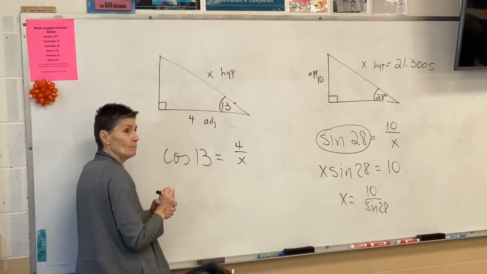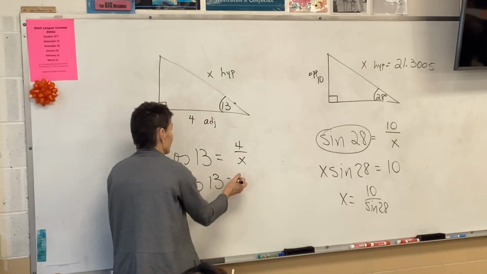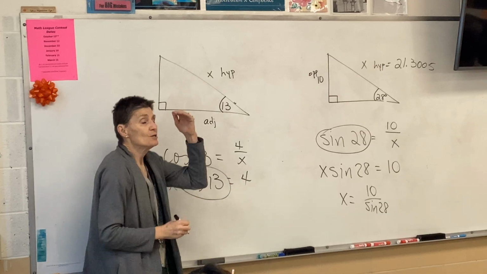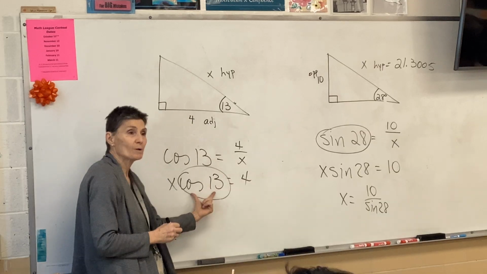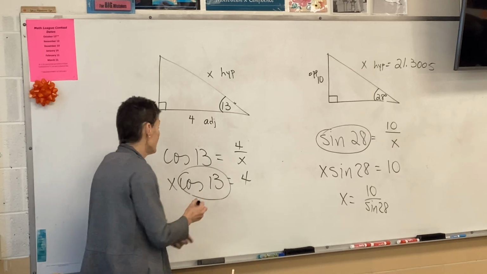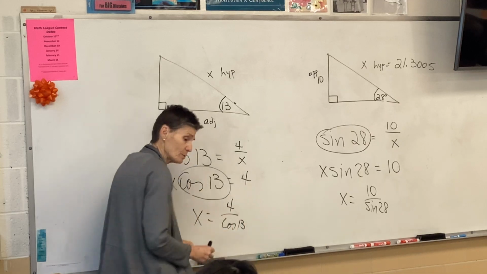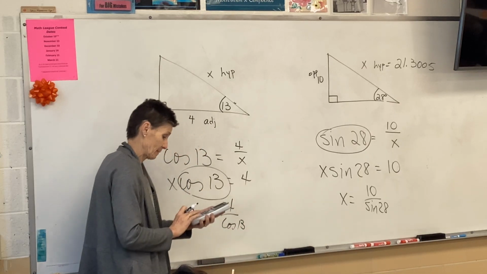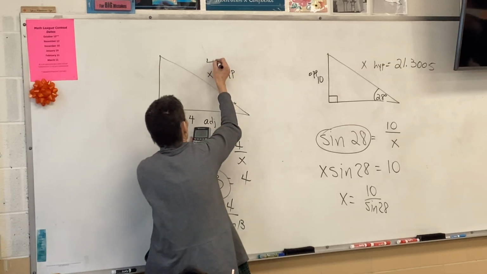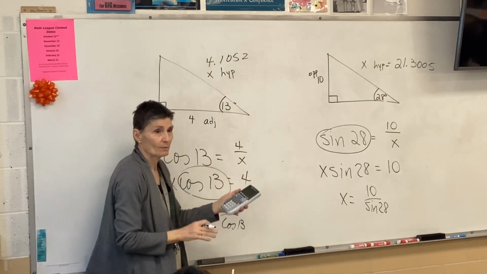What are we gonna do? Times by x, divided by cosine, and divide by the whole thing. You're never gonna split this, you guys, ever. Divide by the whole thing. So x equals 4 divided by cosine 13. 4.1052. Yep. 4.1052, whatever. I don't know how we're supposed to do it.